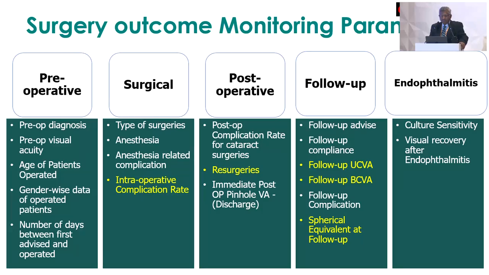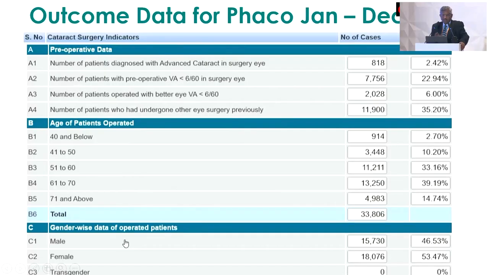And what are the things we monitor? We monitor everything: pre-operative, surgical, post-operative, the follow-up, and also endophthalmitis. The most important ones, which I've colored, are the intraoperative complication rate, the resurgeries, the follow-up uncorrected visual acuity, follow-up best corrected visual acuity, and the spherical equivalent to make sure that the biometry is done well. And this is basically how it looks.